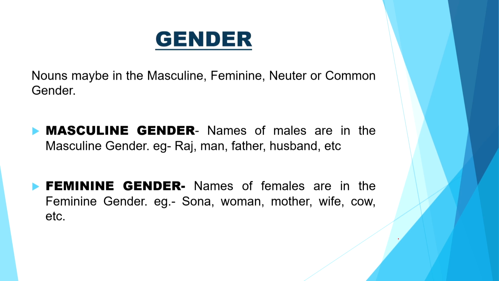Now, let us discuss gender. Nouns may be in the masculine, feminine, neuter or common gender. Now, masculine gender: names of males are in the masculine gender. For example, Ram, Raj, man, father, husband. So, they all belong to your masculine gender. Next comes feminine gender. Names of females are in the feminine gender. For example, Sona, Kriti, woman, mother, wife, cow, etc. So, these are all your feminine gender.